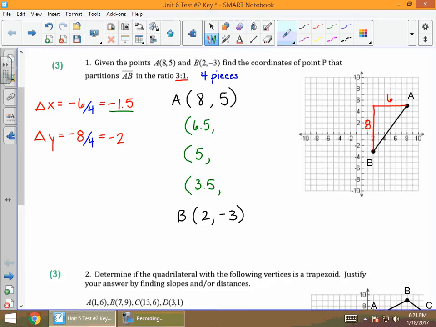All right, now how do my y values change? How does the 5 change? I look over here and it says subtract 2, so go negative 2. 5 minus 2 is 3. 3 minus 2 is 1.